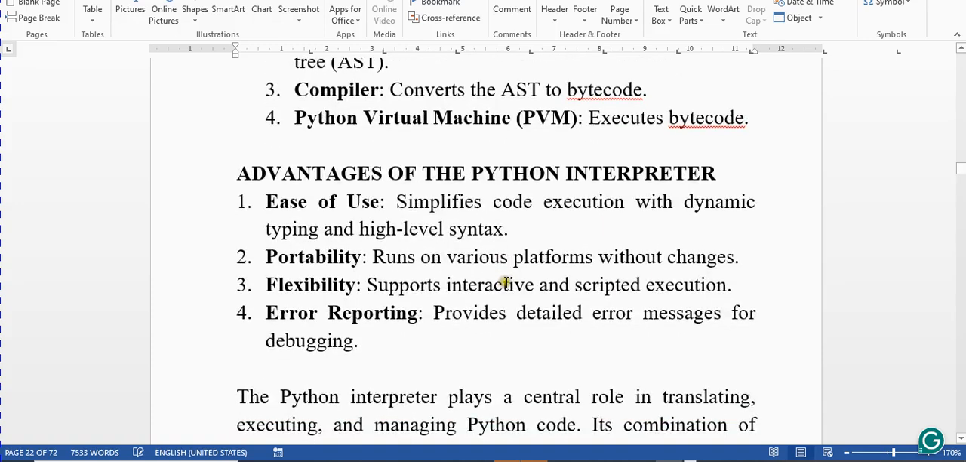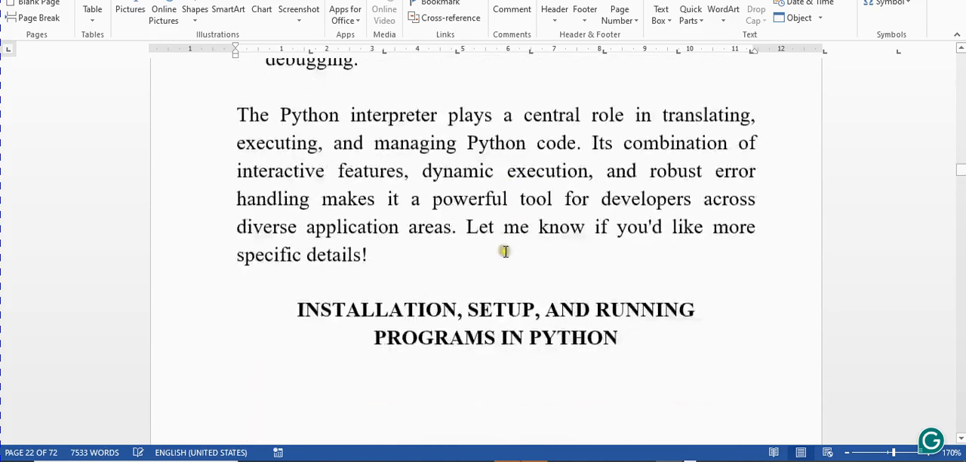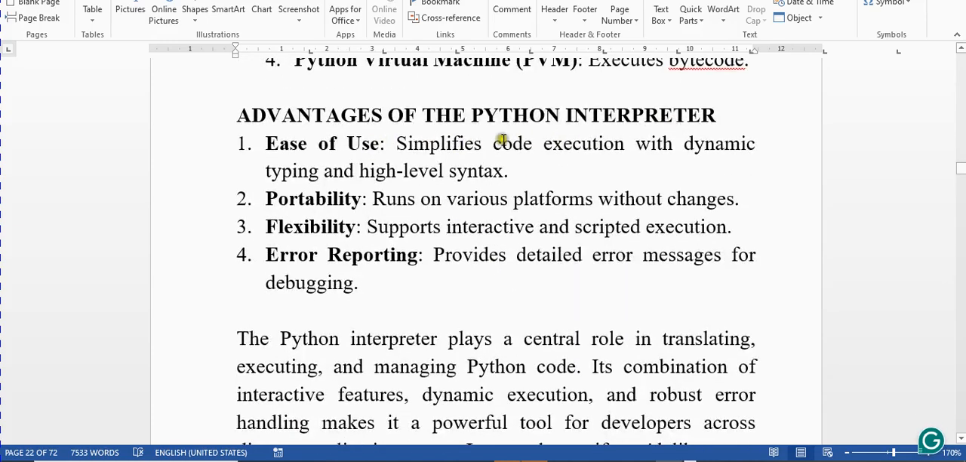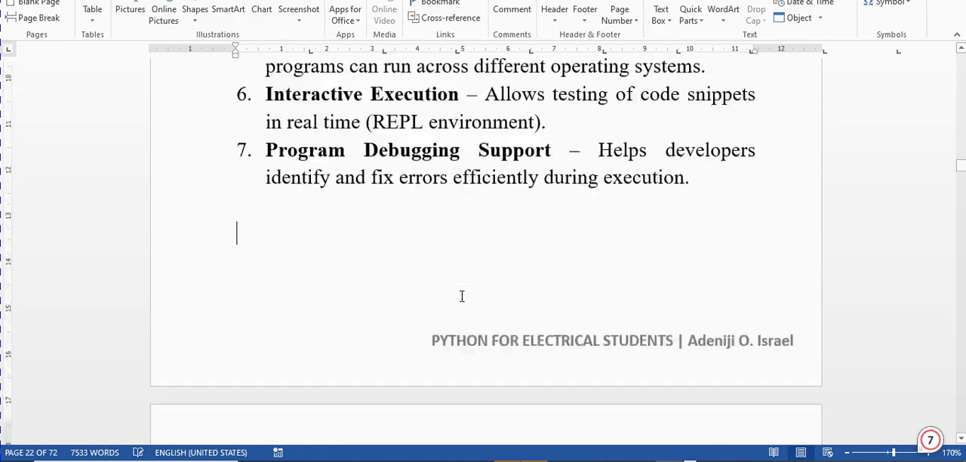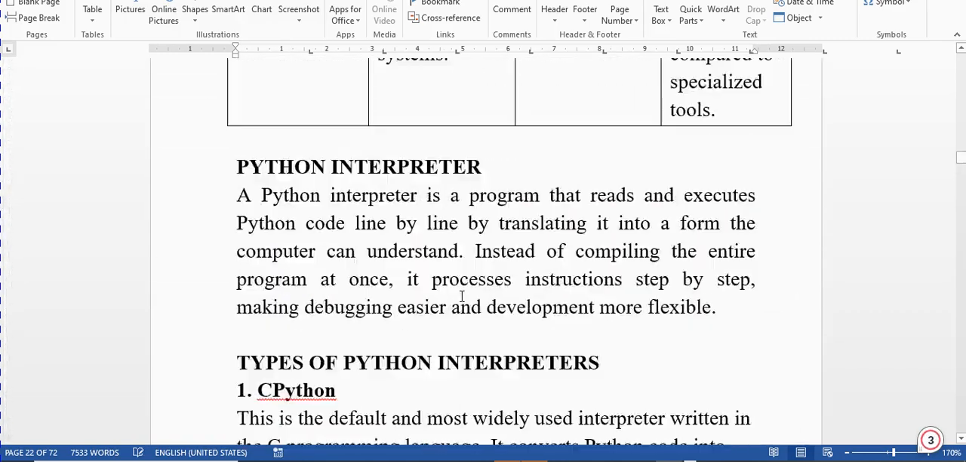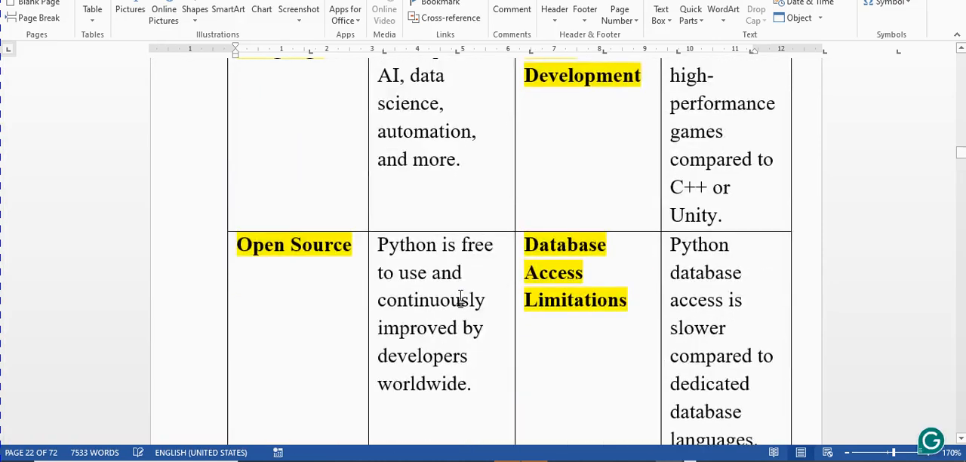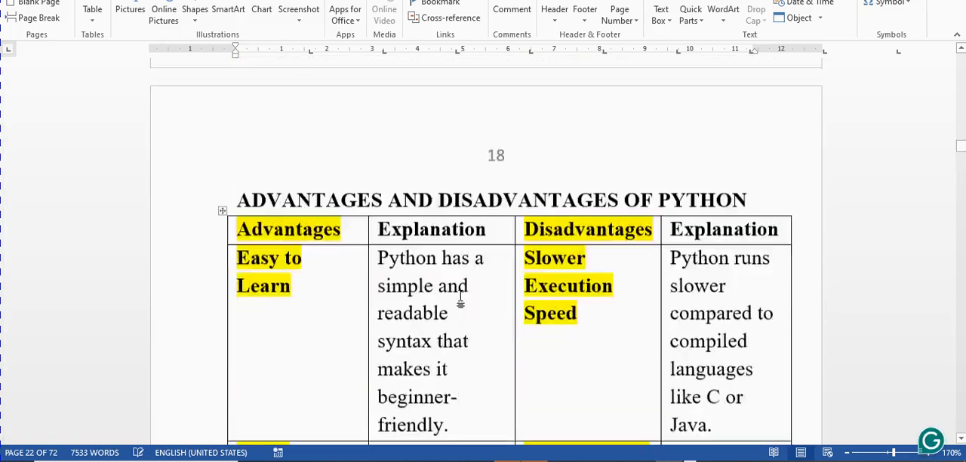So, advantages of the Python interpreter. What we treated the other time was the advantages of Python itself. What we are looking at now is the advantages of the Python interpreter: ease of use, portability, flexibility, and then error reporting. So you need to understand these things that we just discussed. Now we look at the advantages and disadvantages of Python.